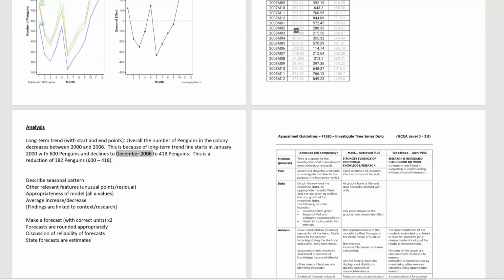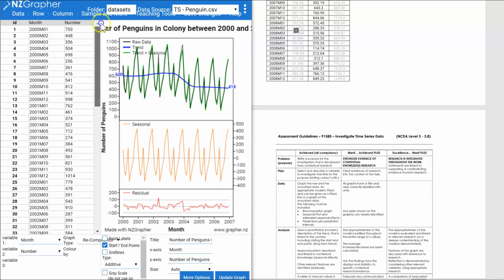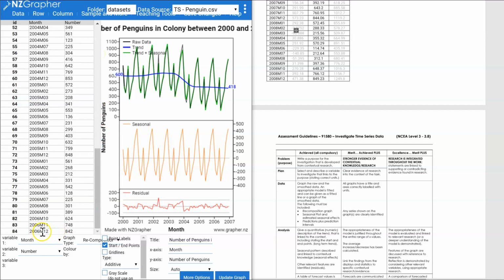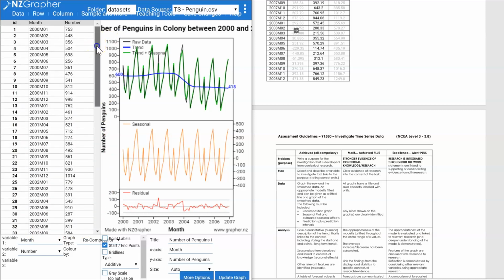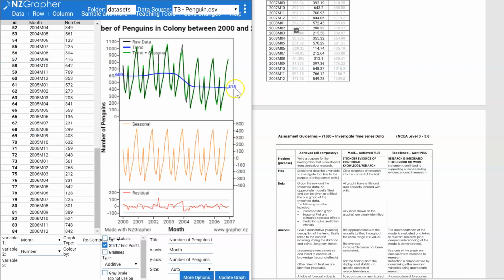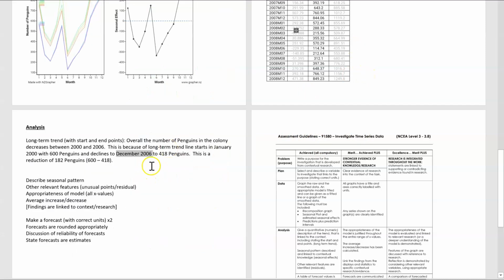but if you go to NZ Grapher that we're on before, we'll just click on here, and we can have it double check our dates. So we can see the very first one, month 1 of 2000, so that's January 2000, which we had. And if you scroll all the way down to the bottom, that's month 12 of 2006, so that's December 2006. We're just double checking that we got the start and end points right. 600, 412. Without those, you will struggle to pass completely. You may get a resub, but you definitely need those. So we've double checked, and I'm happy with those.